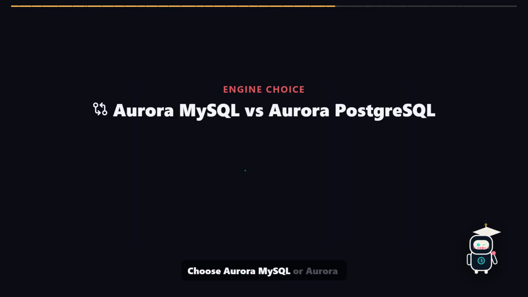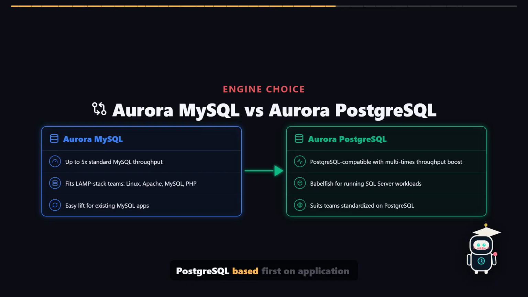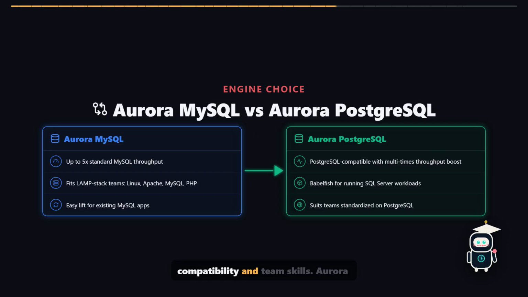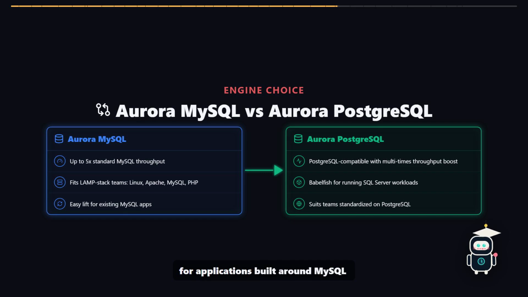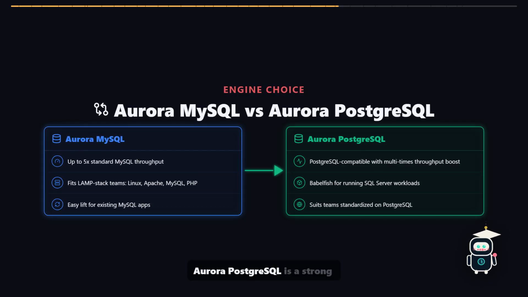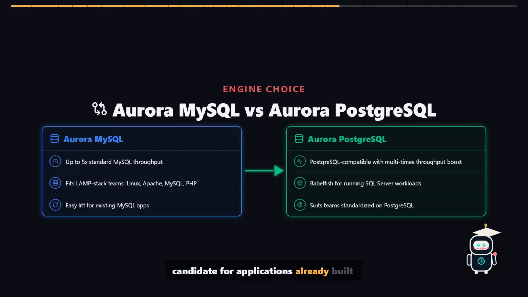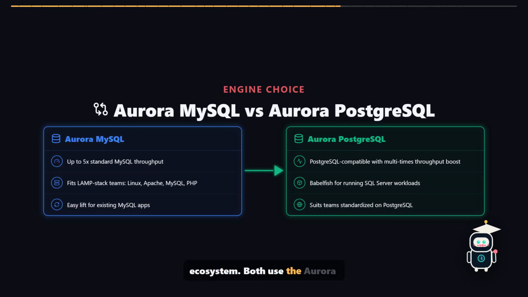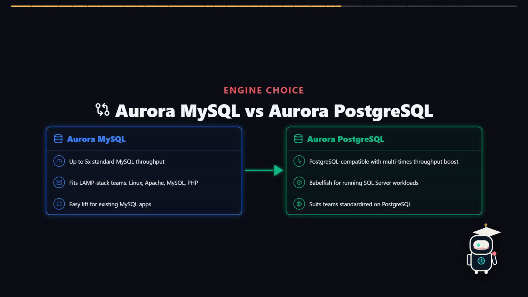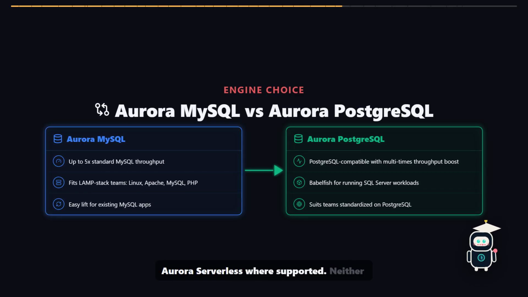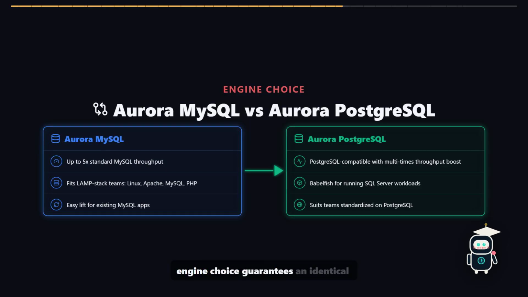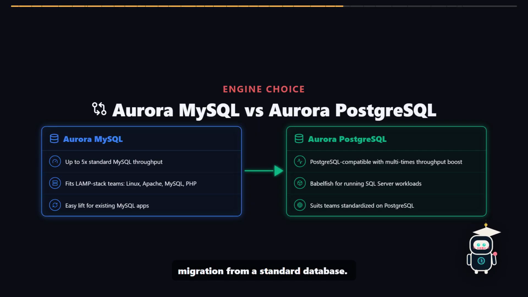Choose Aurora MySQL or Aurora PostgreSQL based first on application compatibility and team skills. Aurora MySQL is a strong candidate for applications built around MySQL tooling, libraries, and SQL behavior. Aurora PostgreSQL is a strong candidate for applications already built for PostgreSQL features and its ecosystem. Both use the Aurora cluster architecture and can use reader instances, global database, and Aurora Serverless where supported. Neither engine choice guarantees an identical migration from a standard database.